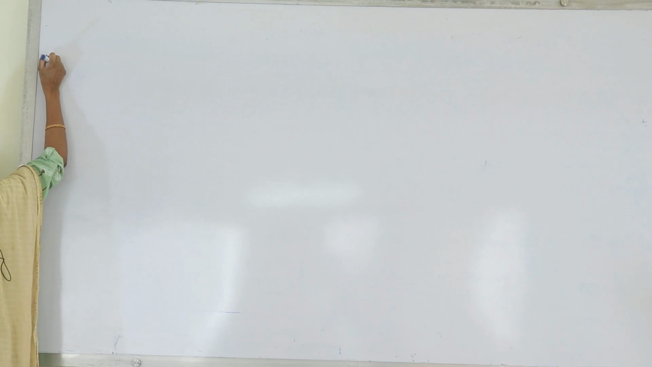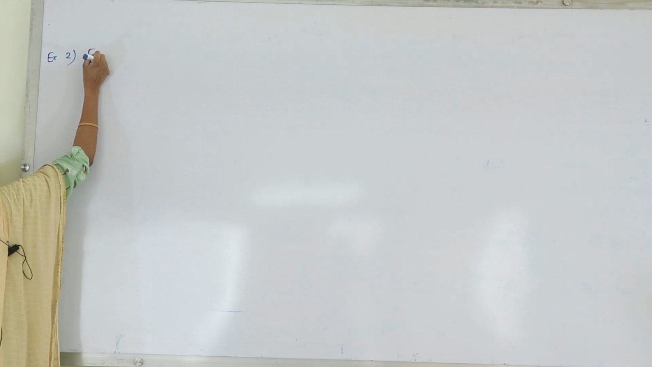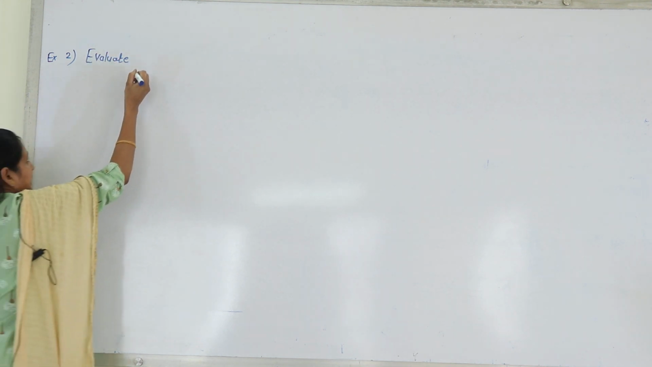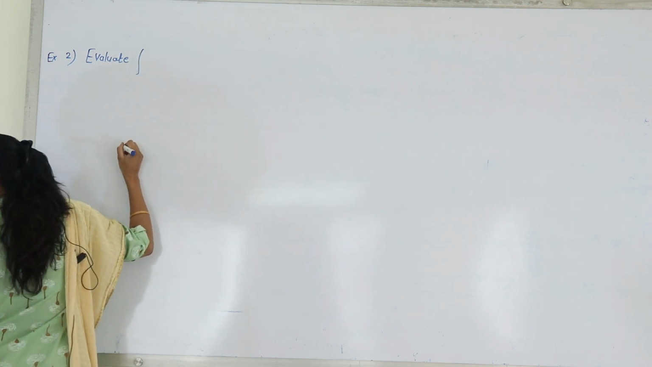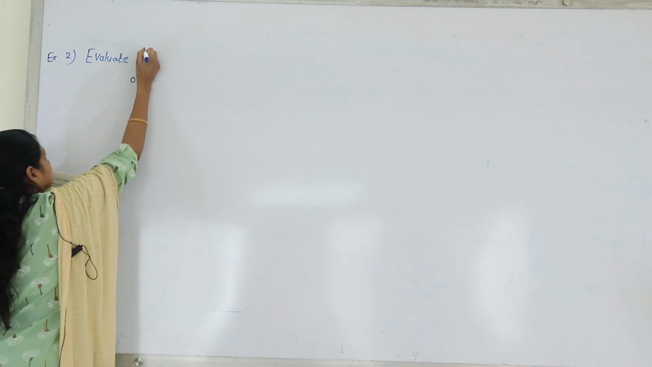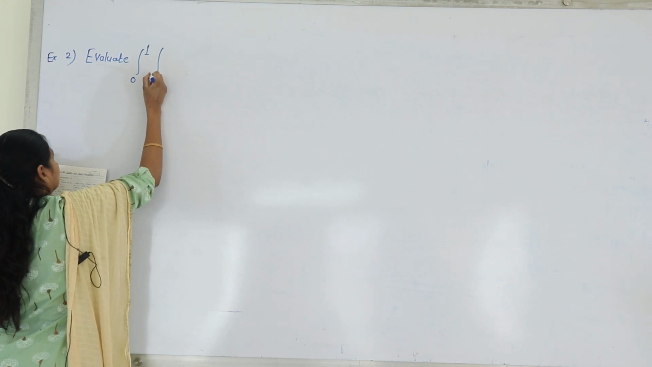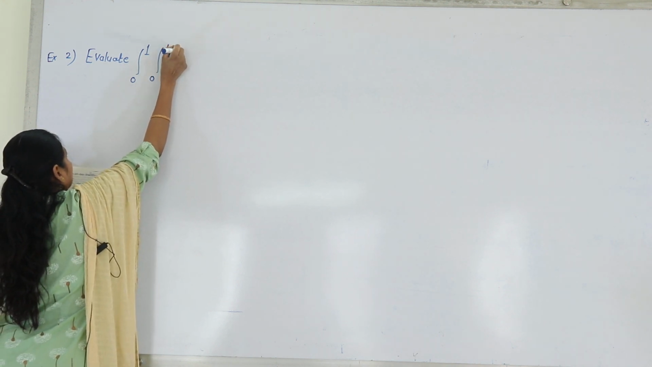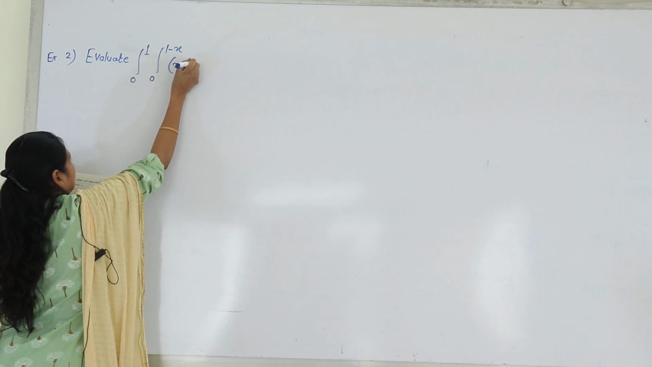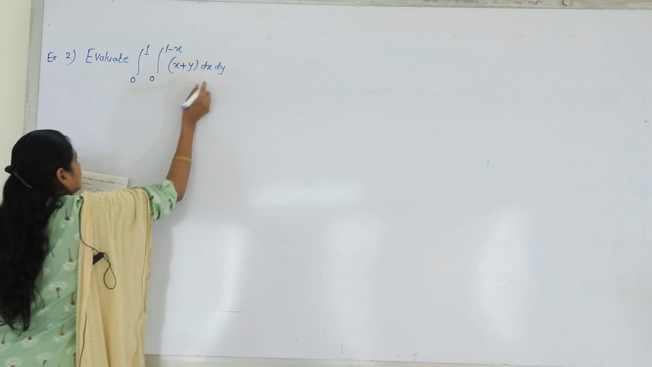of limits given. Example 2. Evaluate the integration from 0 to 1, then 0 to 1 minus x, in bracket x plus y, dx dy.